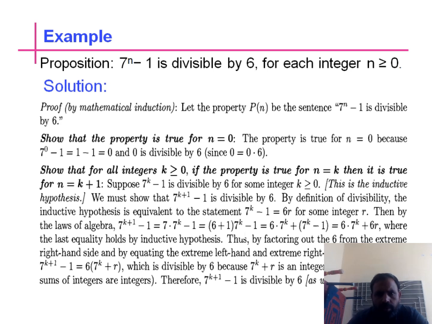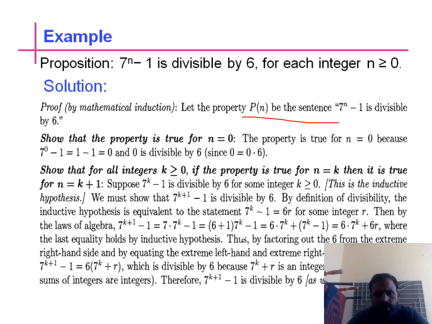We prove it by mathematical induction. Define the property P of n by the sentence 7 raised to the power n minus 1 is divisible by 6. Show that the property is true for n equal to 0. This is true because 7 raised to the power 0 minus 1 is equal to 0, and 0 is divisible by 6.